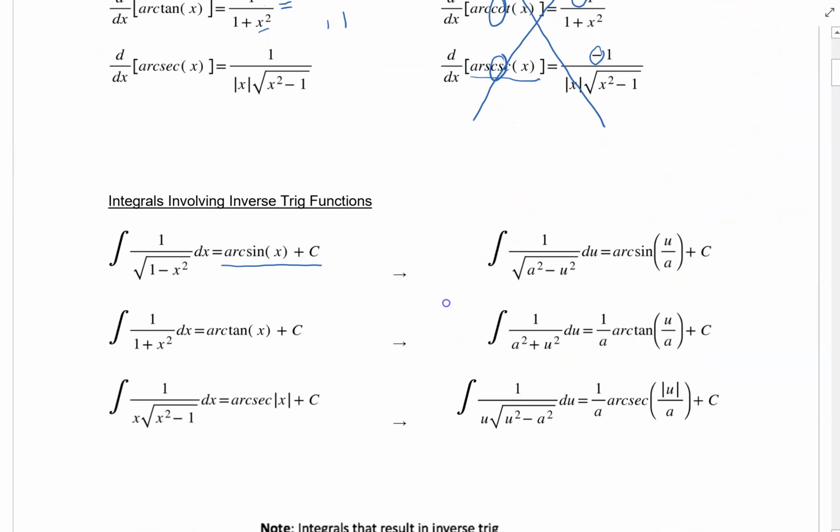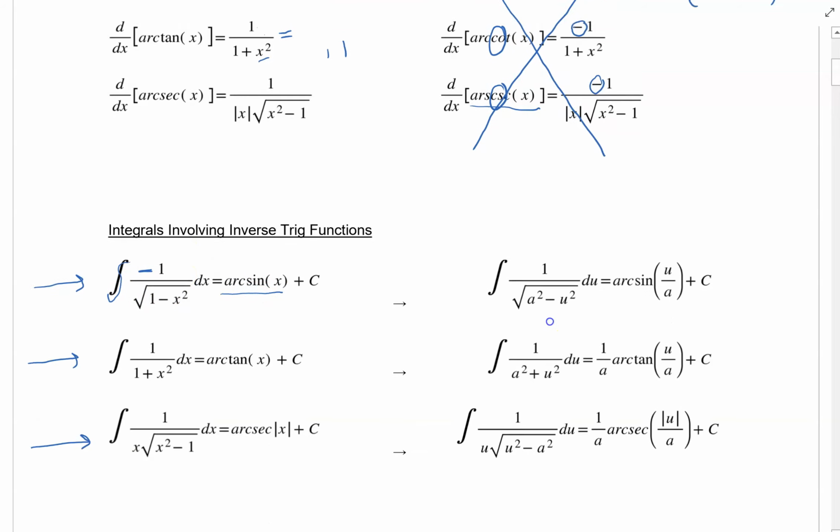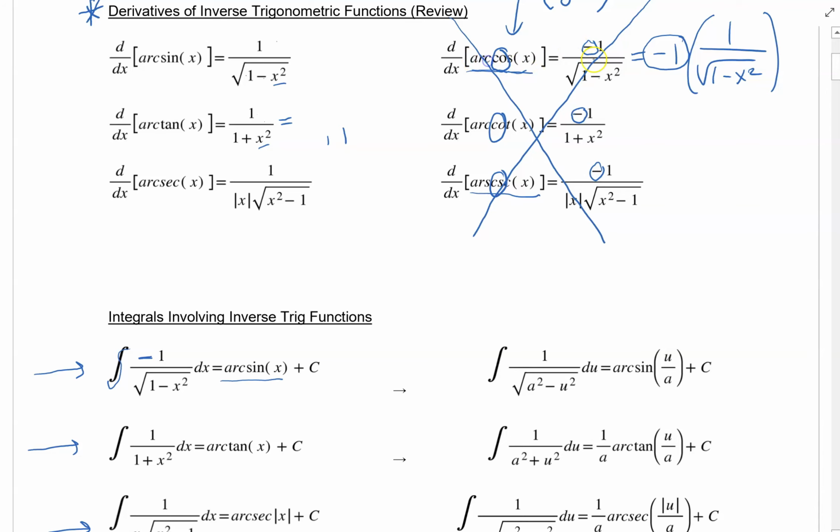So when we talk about integrals involving inverse trig functions, we really only have 3. You really just need to know these 3. The integral of 1 over the square root of 1 minus x squared dx would be arc sine, because this is the derivative of arc sine. Therefore, arc sine is the antiderivative of this. But what if it was negative? What if it was the derivative of arc cosine?